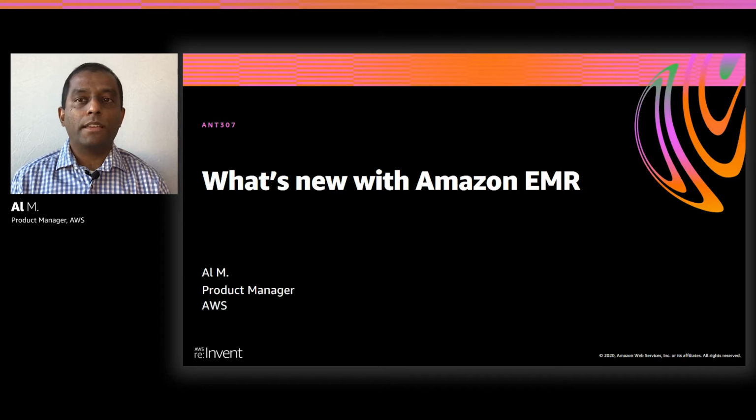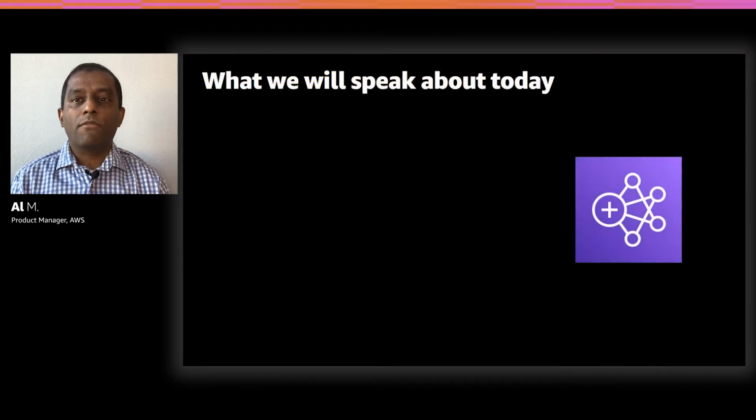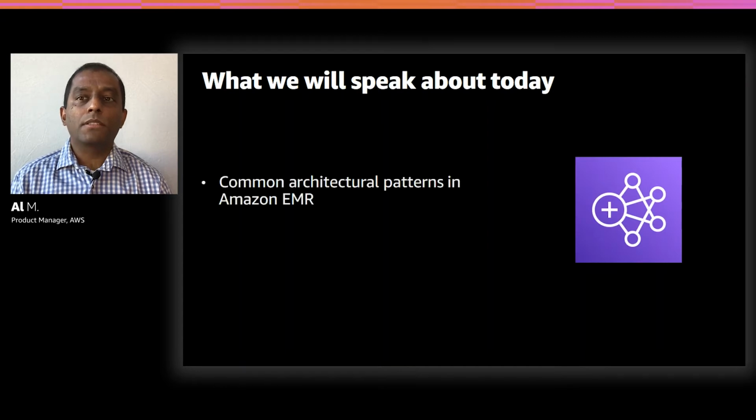Amazon EMR is the industry-leading cloud big data platform for processing vast amounts of data using open source tools such as Apache Spark, Apache Hive, Presto, Apache Hudi, and many more. In today's session, we will discuss some of the common architectural patterns on EMR and then dive into new enhancements into the service.